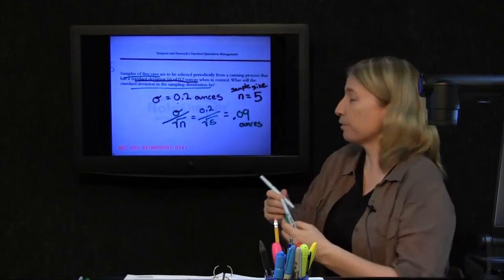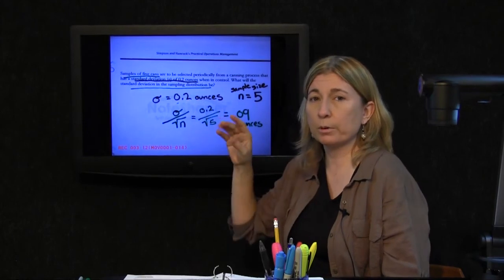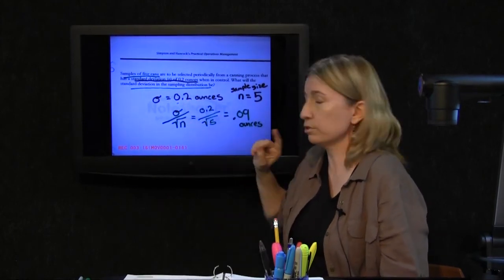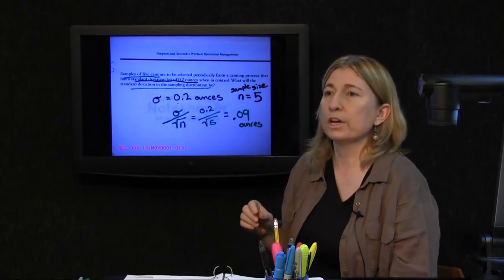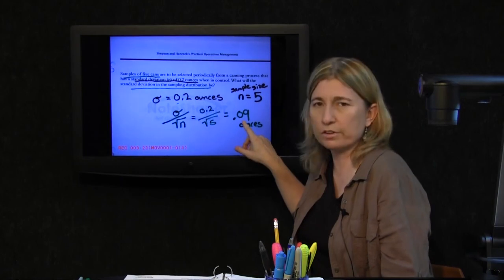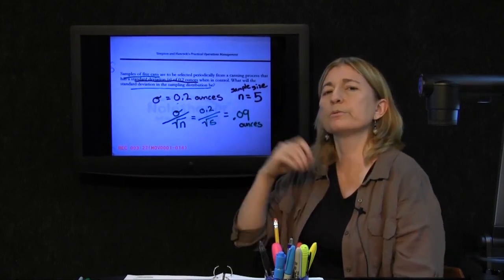And you can see that effect here. 0.2 ounces was how much we expect individual cans to vary. This adjusts it to advise us how much we expect samples of 5 cans to vary. Notice that the number gets smaller, the variation gets smaller, not 0.2 ounces, but 0.09 ounces.